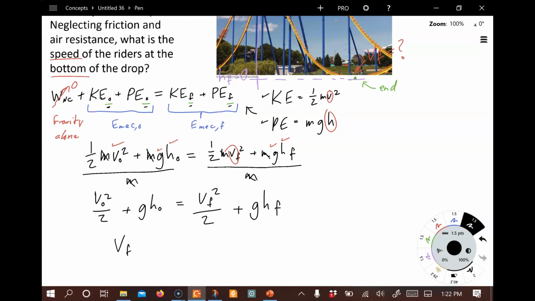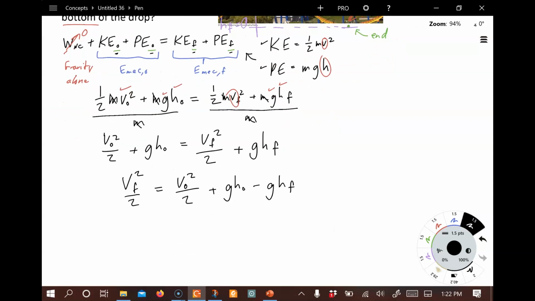So I'm going to take the v final over 2 and put it on this side. That means I've got this on the other side, and I had to subtract off the g h final term to move it. Finally, we want to multiply both sides by 2 to cancel out the 2.